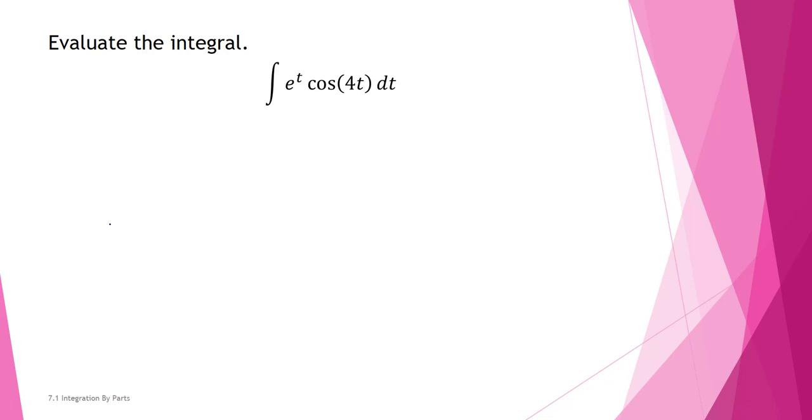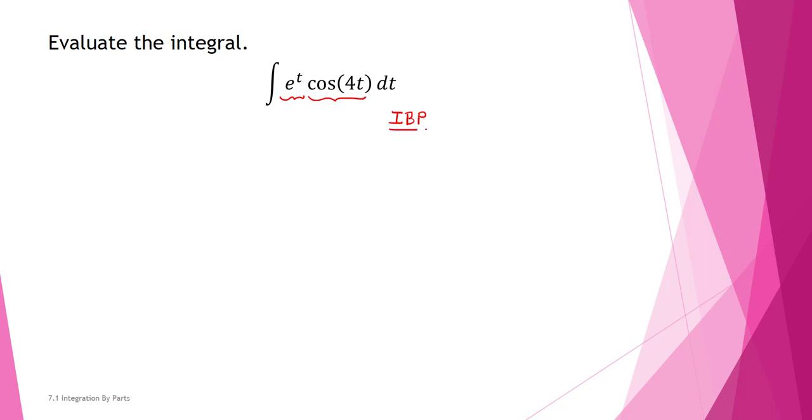Here's an example of an integral that requires using integration by parts multiple times. This can seem confusing at first, but hopefully by the time you go through a couple of them, you'll get the hang of it. So we have the integral of e to the t cosine of 4t dt. Because I see the e to the t and the cosine of 4t multiplied together is a clue that integration by parts is probably a good idea.